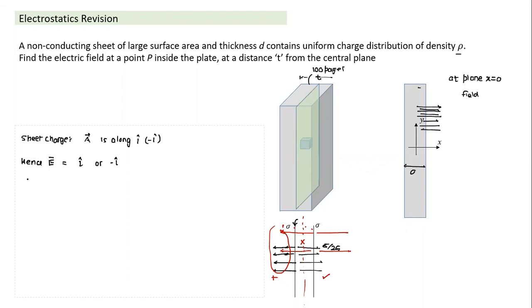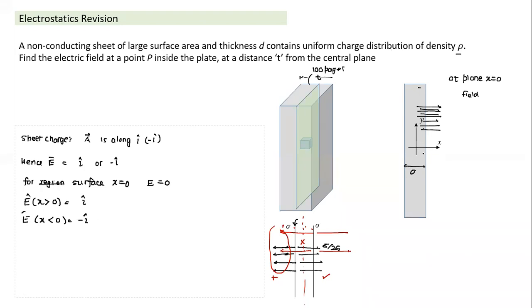For the surface x equal to 0, the field is 0; that also we should understand here. The field for region x greater than 0 will be along i cap, and the field for region x less than 0 will be along minus i cap. So this will be the direction of the field. That's what you should understand here.